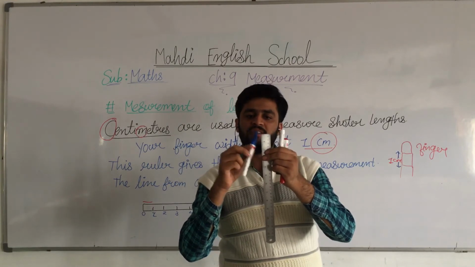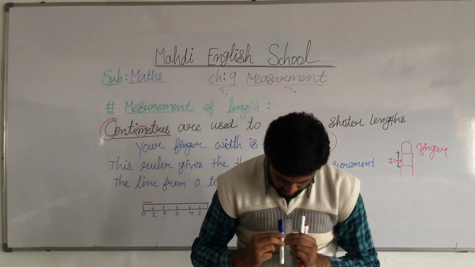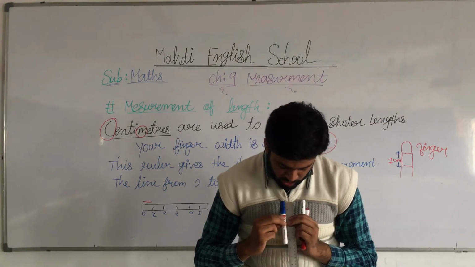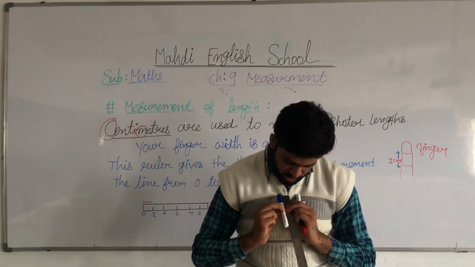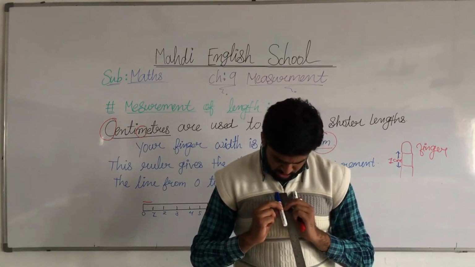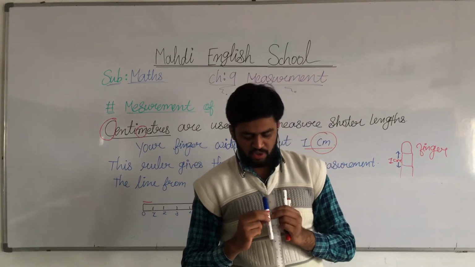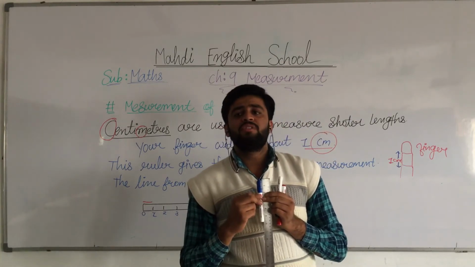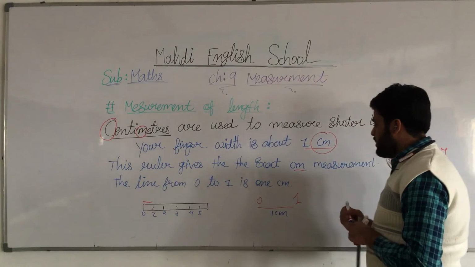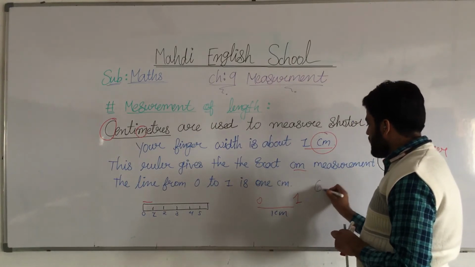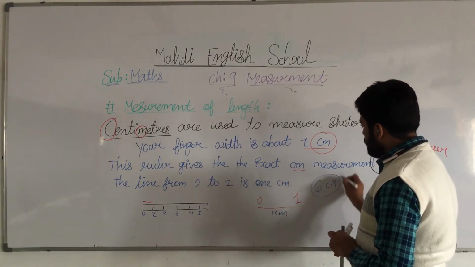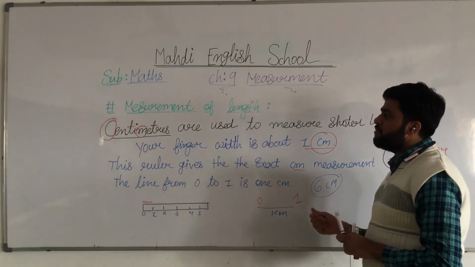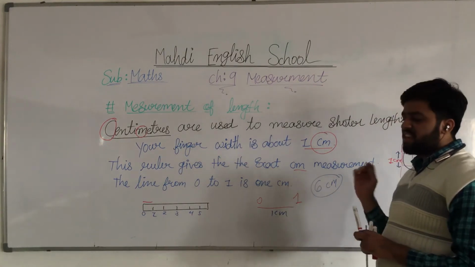Okay, this is 0. Let's check how many: 0, 1, 2, 3, 4 and 5 means it's reached to 6. Okay, my dear students, it's reached to 6. So 6 centimeters, 6 centimeters. Okay, the length of the marker is 6 centimeters.